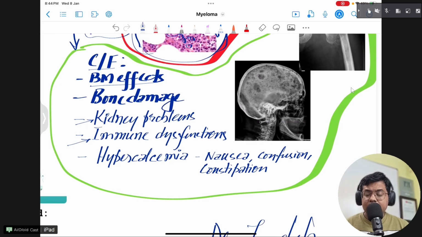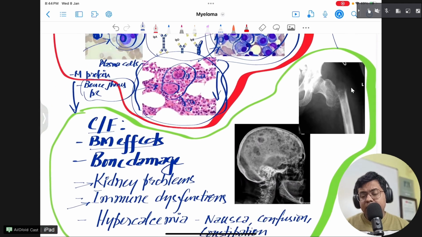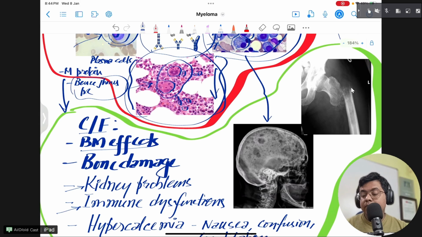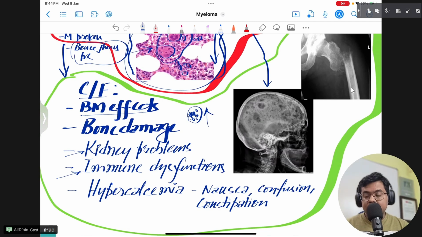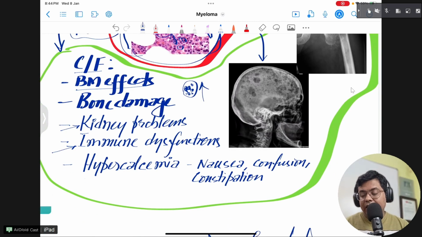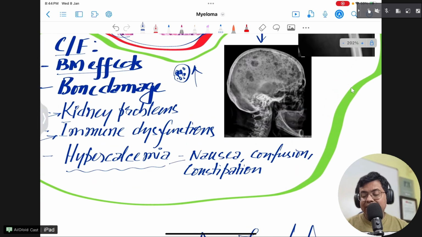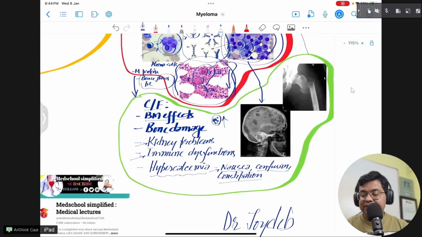Now, these abnormal plasma cells produce various interleukins or inflammatory signals, and those inflammatory molecules produce osteoclastic activation. So as a result, there is increased bone turnover, and that can result in hypercalcemia or a high calcium level within the blood, and indirectly that can produce symptoms like nausea, confusion, or constipation.